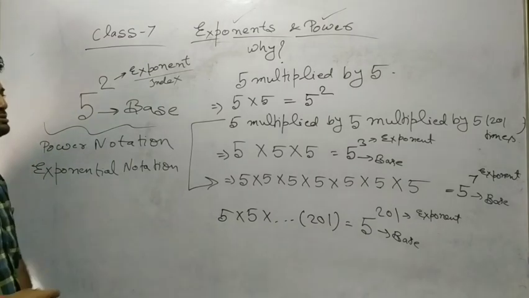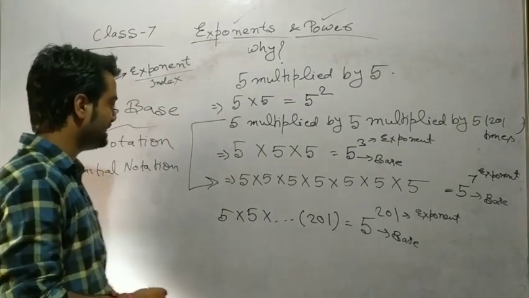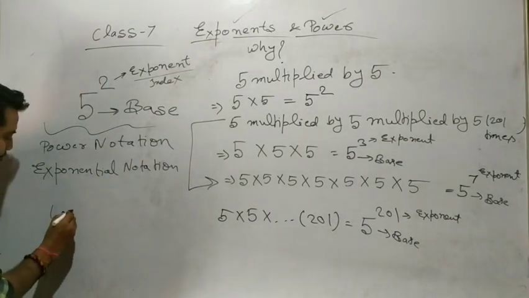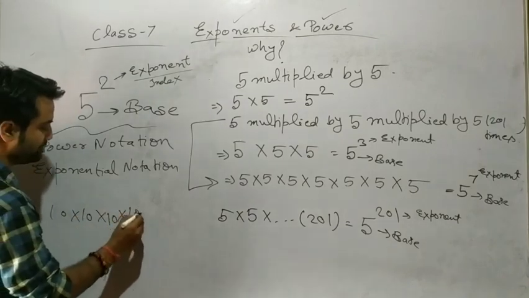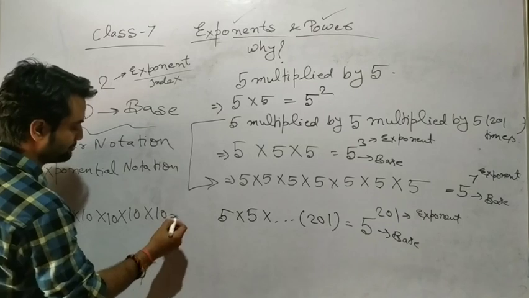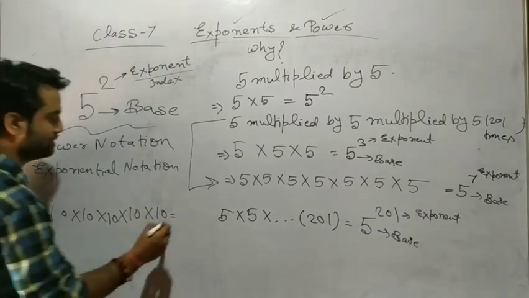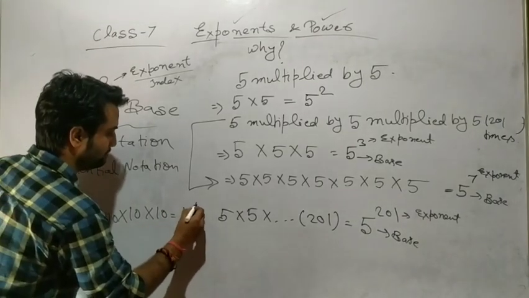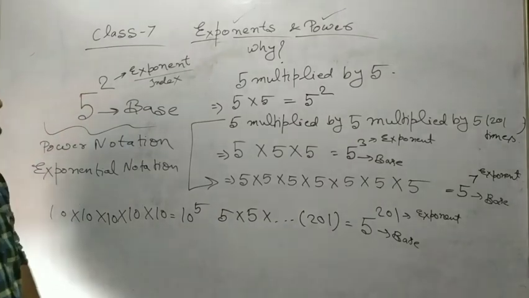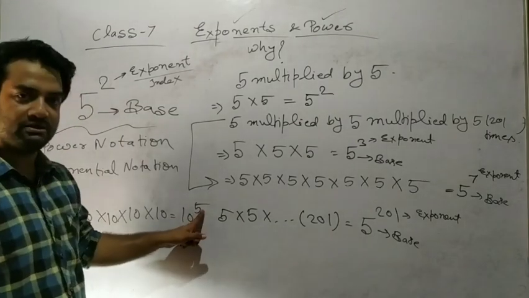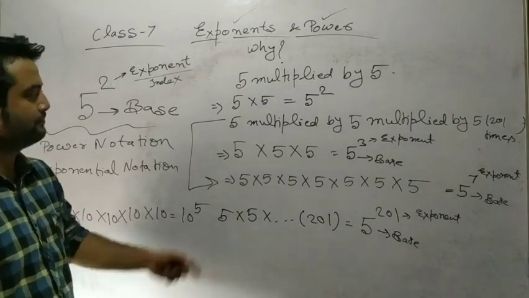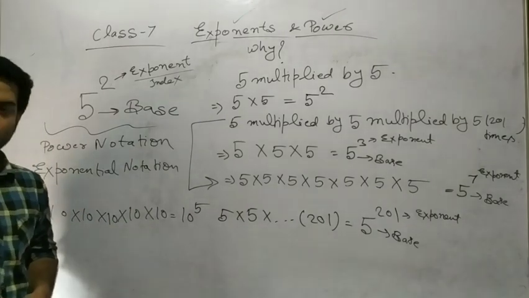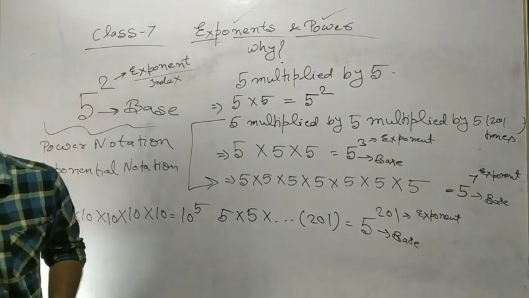Okay, so suppose the question is asking you to write 10 multiplied with itself 5 times in exponential notation or power notation. So how will you write it? 10 raised to the power 5. Yes, we read it as 10 raised to the power 5, or we also read it as 10 to the power 5. The powers 2 and 3 have been given special names.